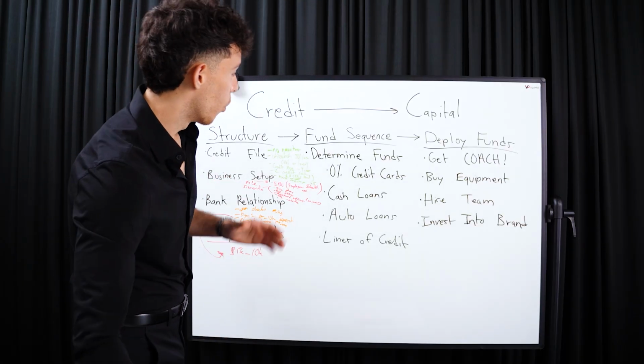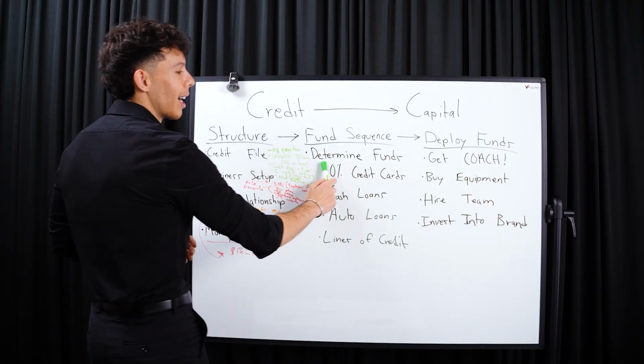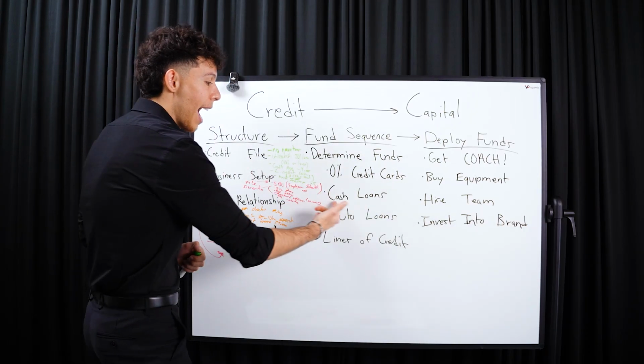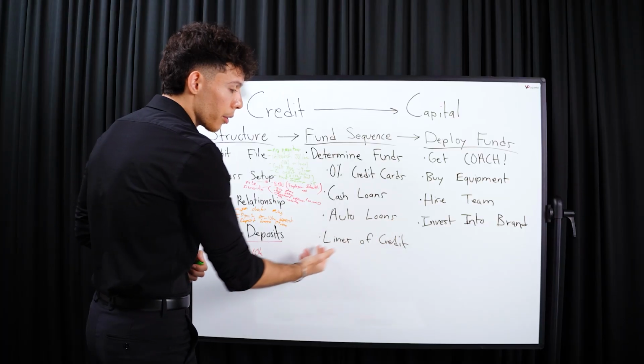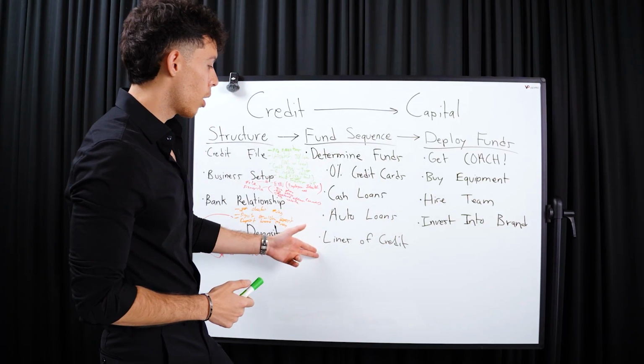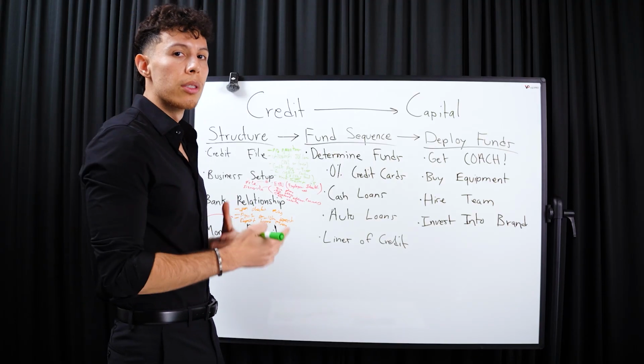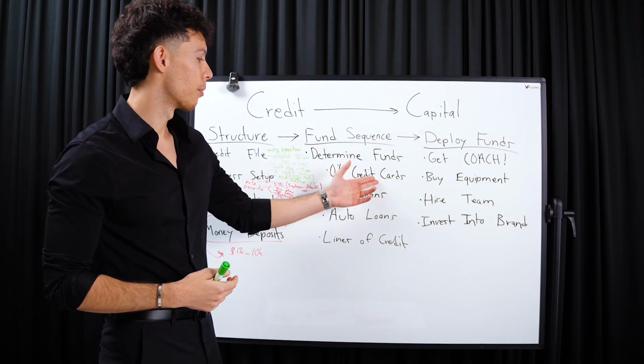So what does this mean? Once we're asking the banks for money, we want to determine what kind of funds we are trying to get. Are we trying to get 0% credit cards? Cash loans? Auto loans? Lines of credit? The type of money you want to get is going to depend on the type of business you're trying to run. For example, if you're trying to get a rental car fleet, maybe you don't want 0% credit cards.